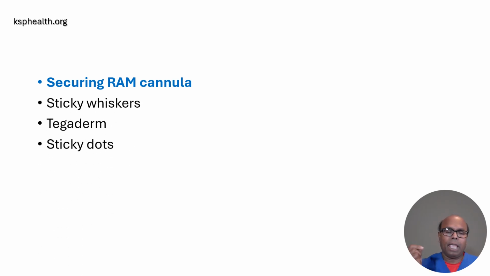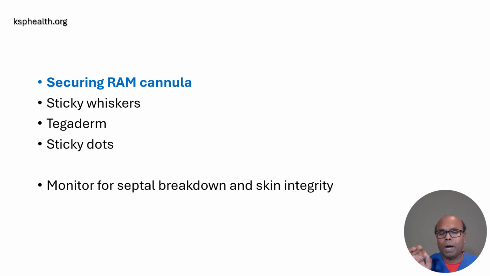How to secure the RAM cannula? There are three ways. Either you use sticky whiskers, Tegaderm, or sticky dots. Monitor for septal breakdown and skin integrity. When you're using a RAM cannula or any other devices, always make sure you don't injure the patient.